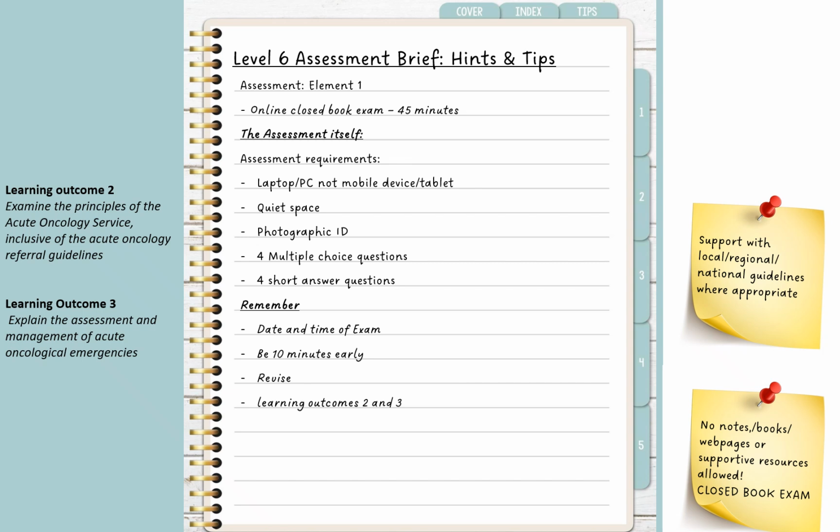Obviously, you're going to need to do some revision towards your exam. And you are going to be looking at learning outcomes 2 and 3. So the questions that you'll be asked within your exam are going to be related to these two outcomes. So the principles of the acute oncology service and the acute oncology referral guidelines and the assessment and management of acute oncological emergencies. So you know that those are the elements that you're going to be questioned on, and those are the bits that you need to read around and revise. Now, we're not expecting you to support your answers with references per se, but what you might find helpful is to support it with your local and regional and the national guidelines where appropriate.